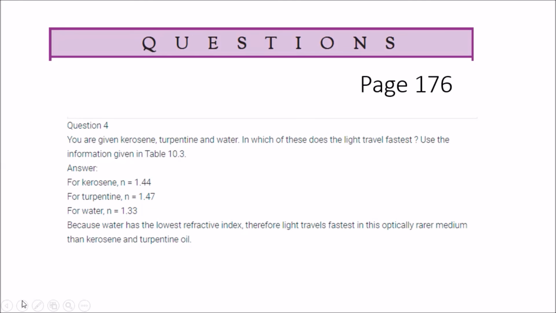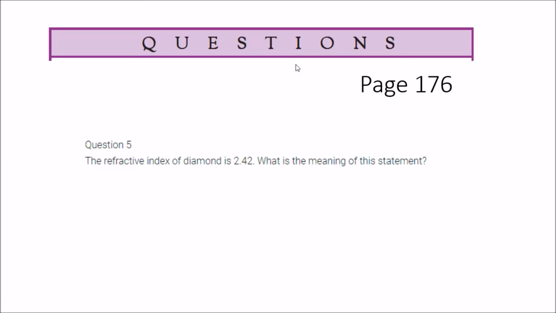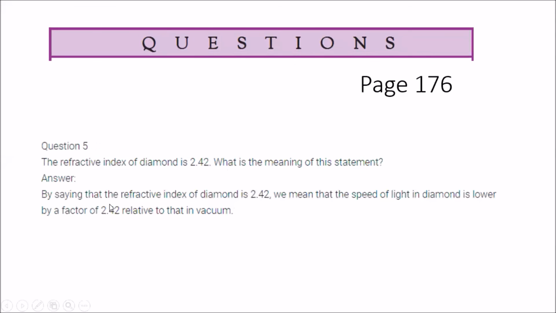Let's go for the last question, which talks about the refractive index of diamond being 2.42. What is the meaning of this statement? It means this bending is 2.42 times more than that in the air. So let's see the answer. By saying that the refractive index of diamond is 2.42, we mean that the speed of light in diamond is lower by a factor of 2.42 relative to that in the vacuum.